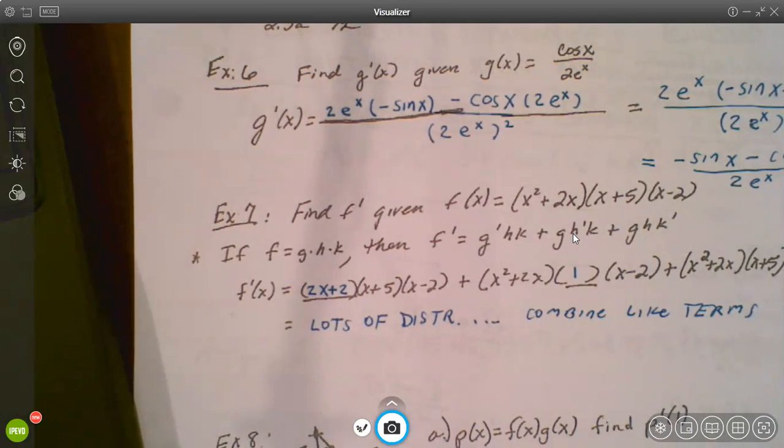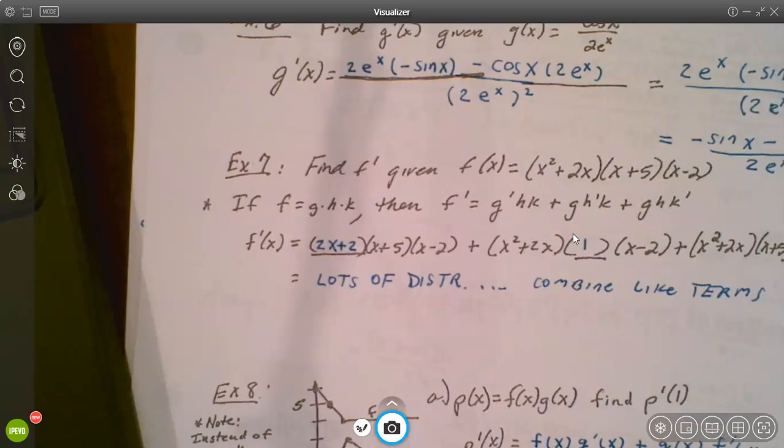So just a few more examples we're going to go through on this page. Sorry, let me adjust.